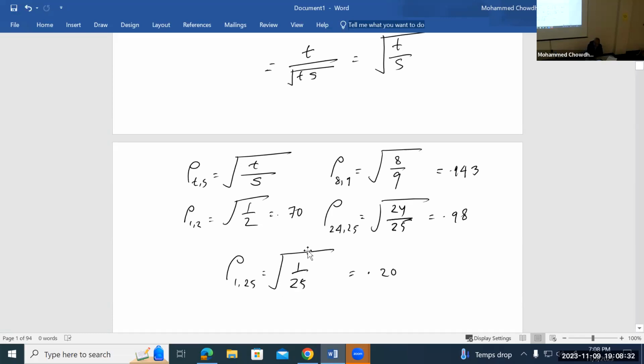If your series yt could be expressed in terms of yt minus 1, this is a pure random walk. If this is the series, in such a case, if two observations are adjacent to each other, then their correlation would be very high compared to distant time points. Here is the example. Understand?